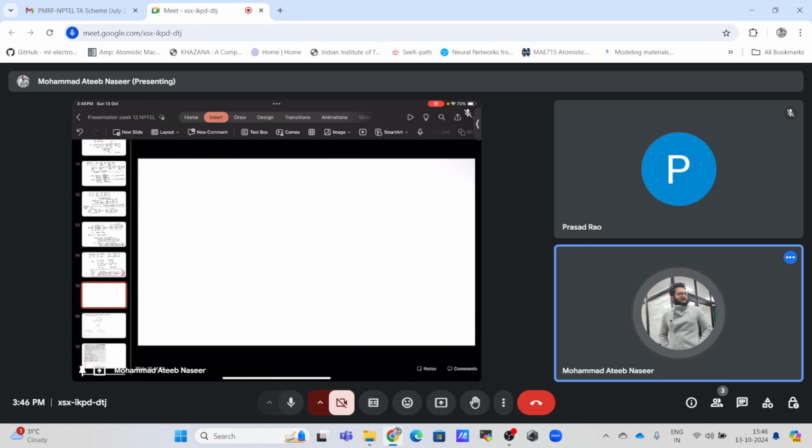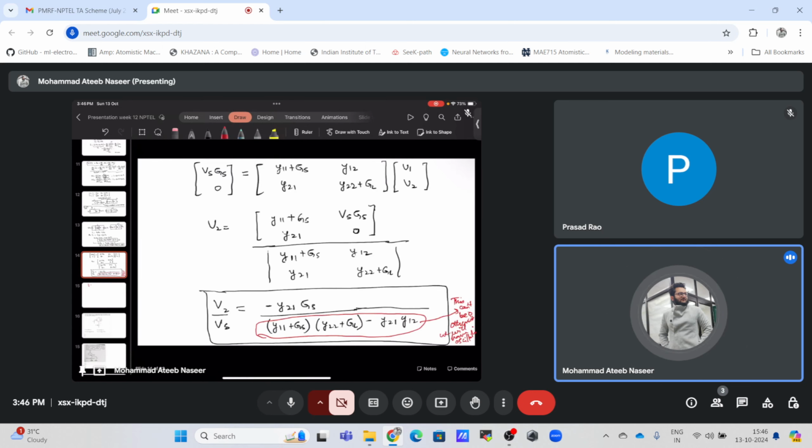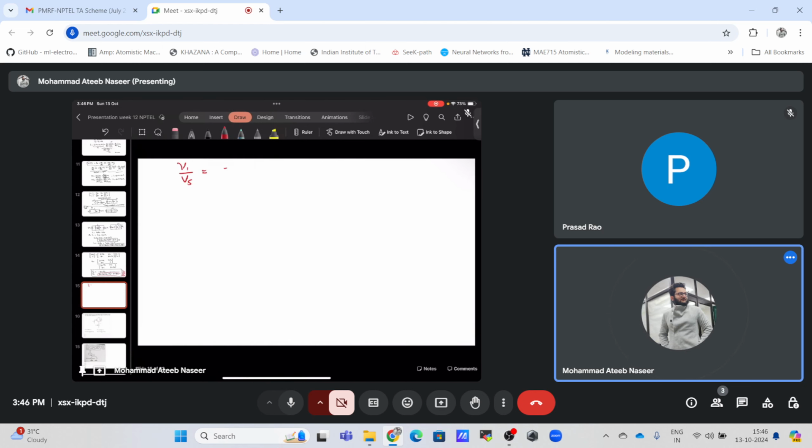this thing, like this V1 by Vs is, let me write it again, minus Y21 times Gs divided by (Y11 plus Gs) times (Y22 plus Gl) minus Y12 Y21. So what we can do is we can make this Y12 to be equal to 0.